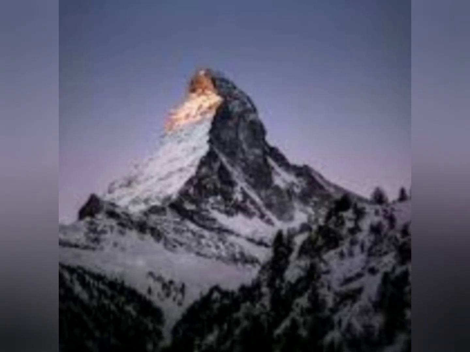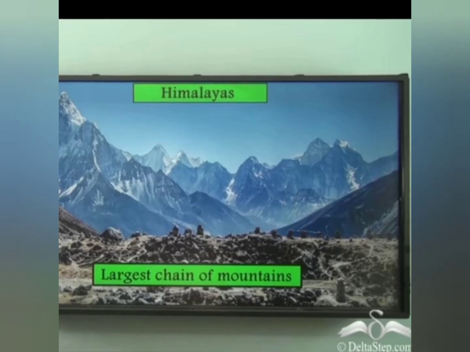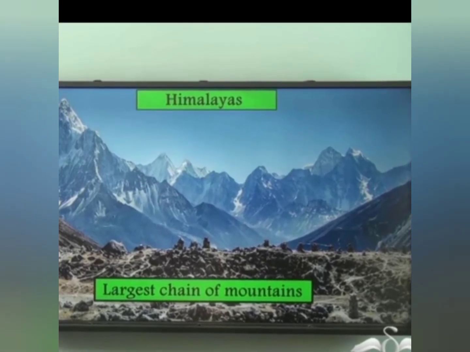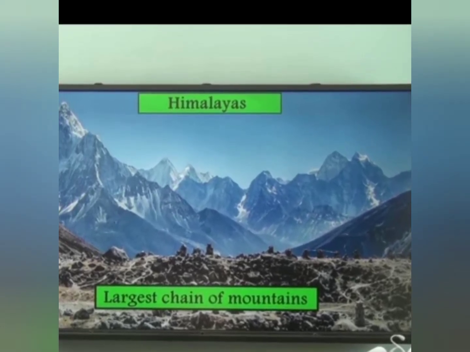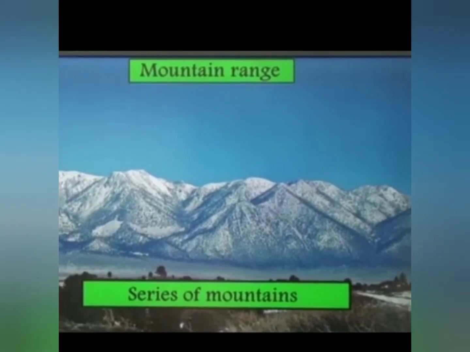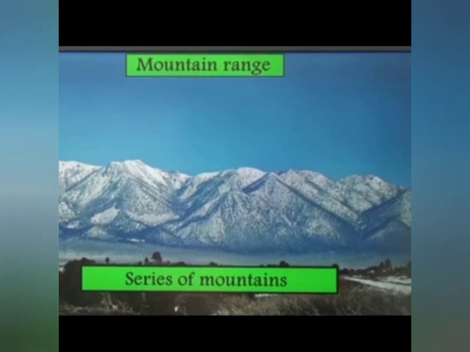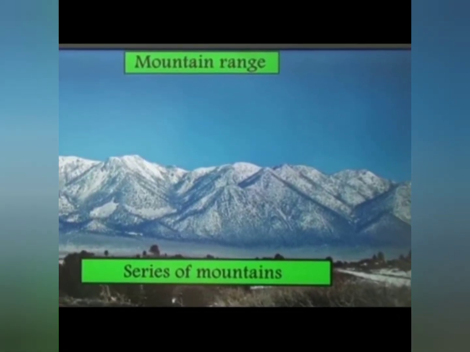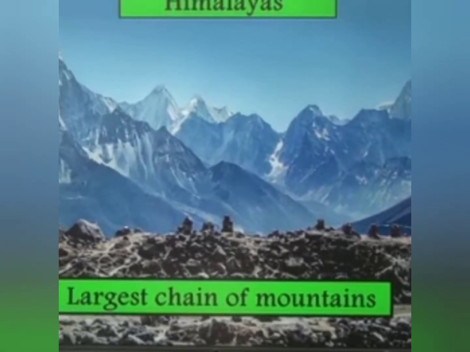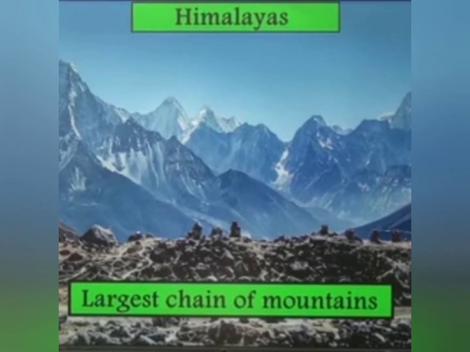Okay, now next thing is that, have you ever seen a mountain standing alone? No, we always see mountains in a chain. Many mountains are together. Okay, when we have a lot of mountains together in a series or a chain, then it is called a mountain range. Which is the largest chain of mountains in the world? Himalayas. The Himalayas is the largest chain of mountains, the largest range.